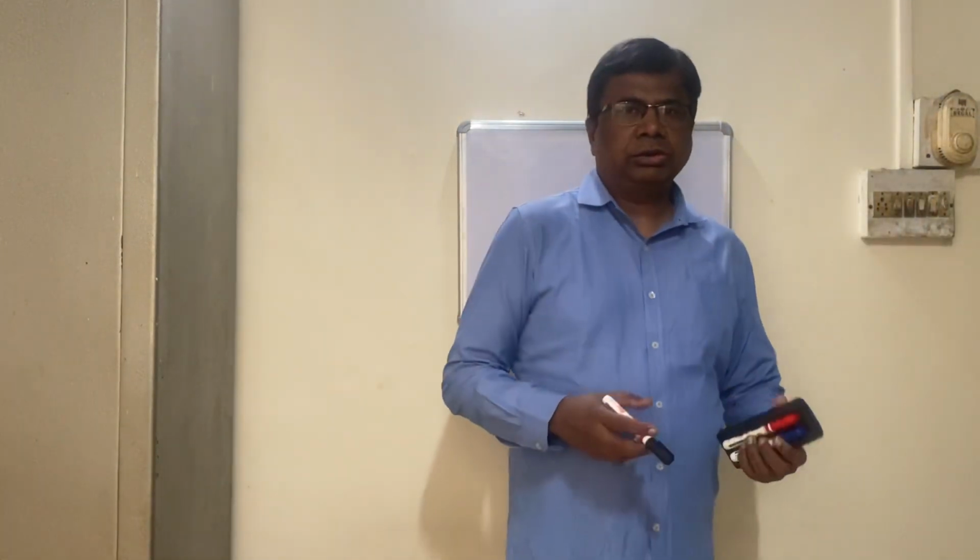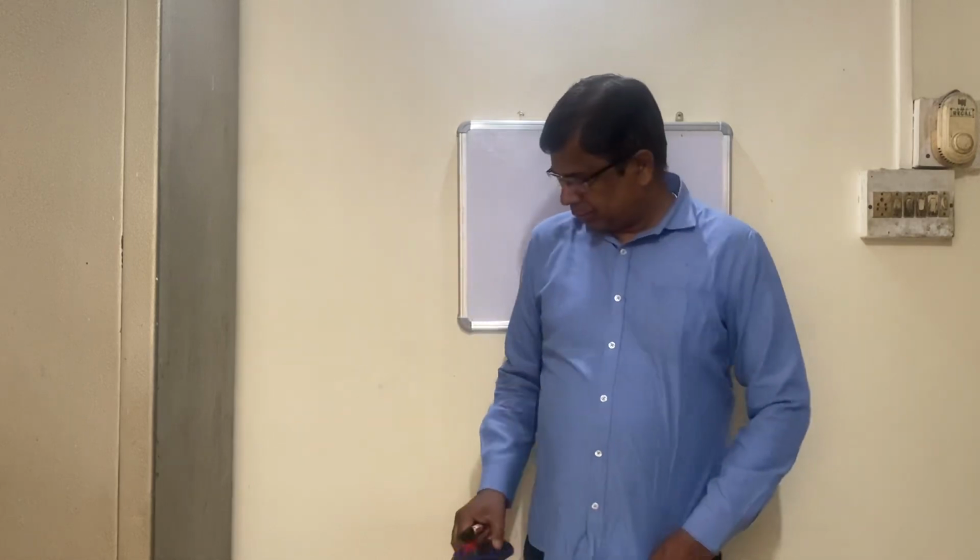Good afternoon, dear students. So, we'll talk about the third important joint of the upper extremity today. We have talked of shoulder joint and elbow joint. Now, today we'll talk about the wrist joint. Okay.